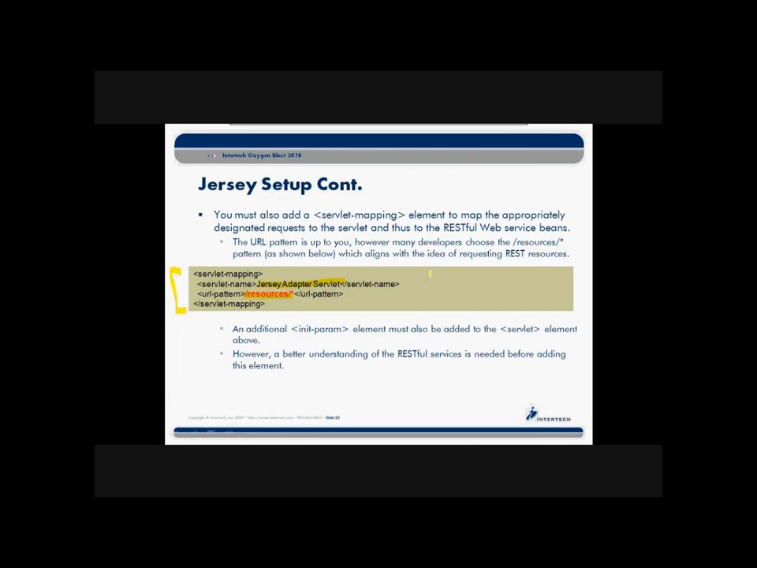Now, in addition to the servlet element and the servlet mapping element, an additional init parameter has to be specified to provide Jersey an indication of what RESTful web services you have out there. But before we get into those details, we need to know a little bit more about the RESTful web service API and how things are done in JAX-RS. We'll come back to that last init parameter that has to be inside of your web XML after we get done talking about how to construct a RESTful web service and how to invoke it.